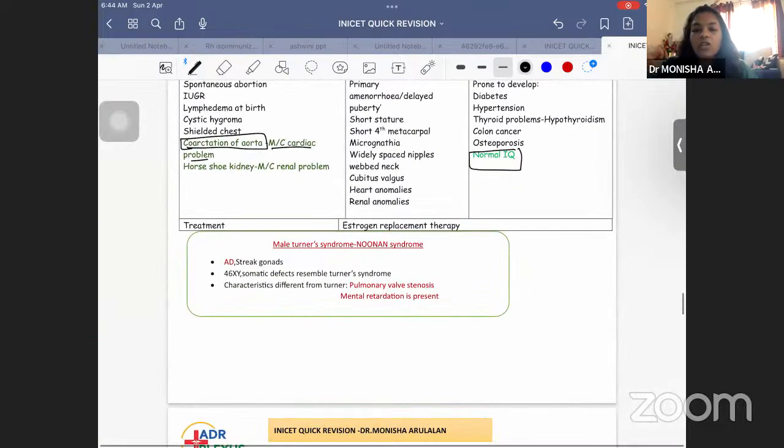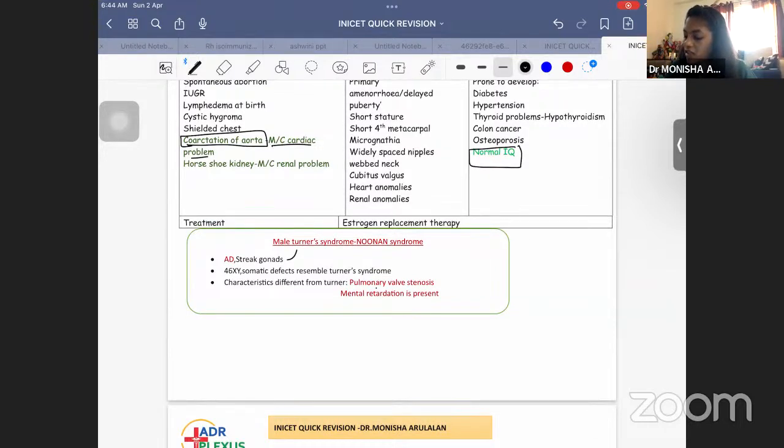The male counterpart of Turner syndrome is called Noonan syndrome. It is autosomal, presenting with streak ovaries similar to Turner. How is it different from Turner syndrome? Remember the pulmonary valve stenosis that you can see, whereas in Turner syndrome, you have coarctation of aorta. Mental retardation is present in Noonan syndrome, whereas in Turner syndrome, there is a normal IQ. So this difference you have to remember, and this can be asked as a question.